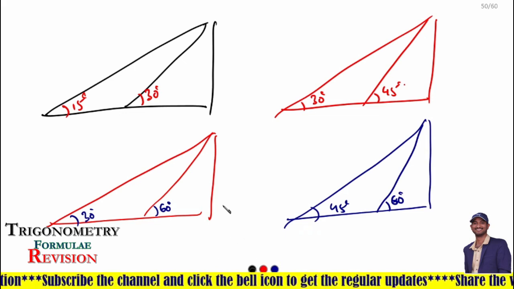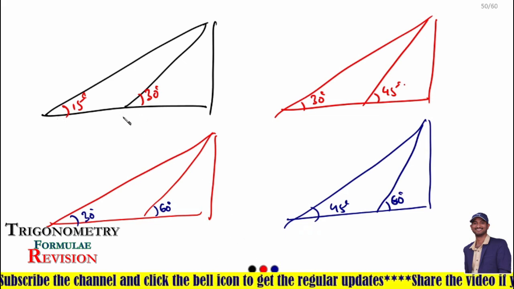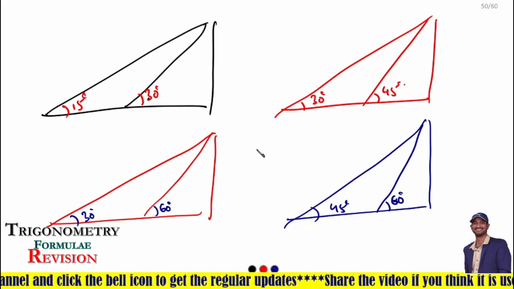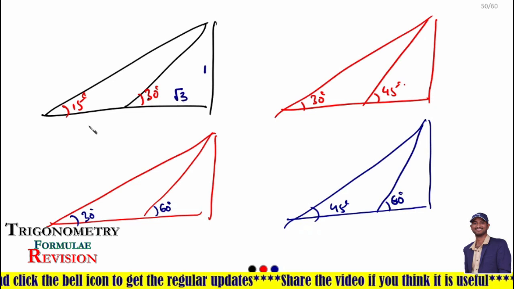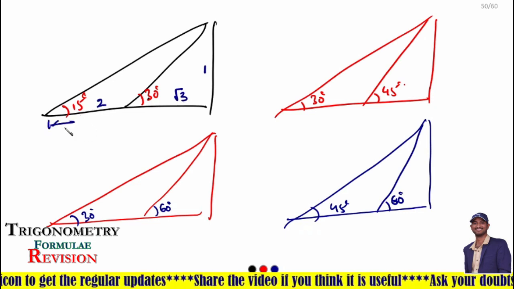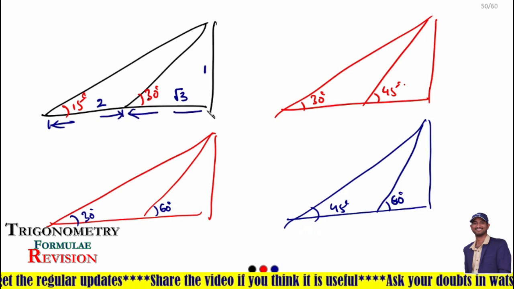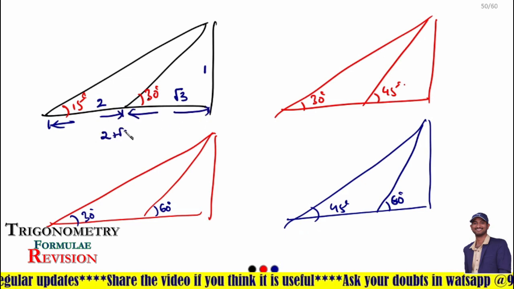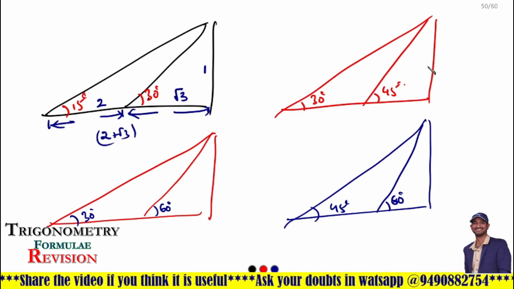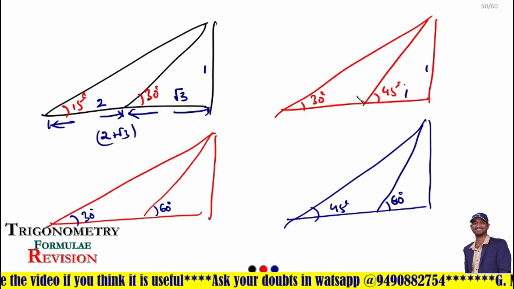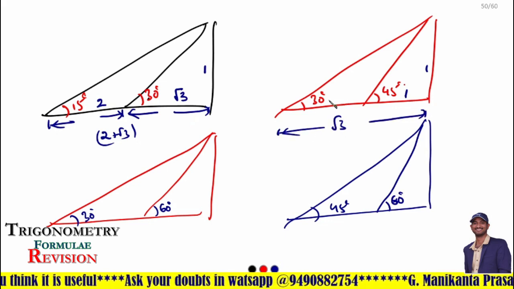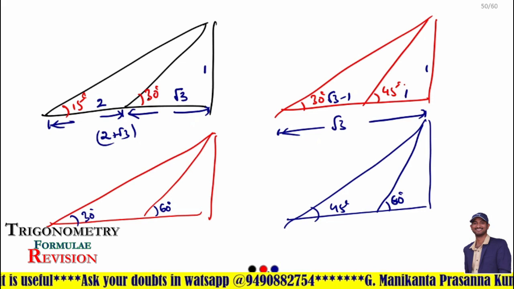When 15 and 30 degrees are given, using the units concept, 30 degrees gives 1 part, root 3 parts and 2 parts. The distance is 2 plus root 3 parts in total. When 30 and 45 are given, it is 1 part for 45, and since tan 30 is 1 by root 3, the total is root 3 parts. What about this distance? Root 3 minus 1 part.